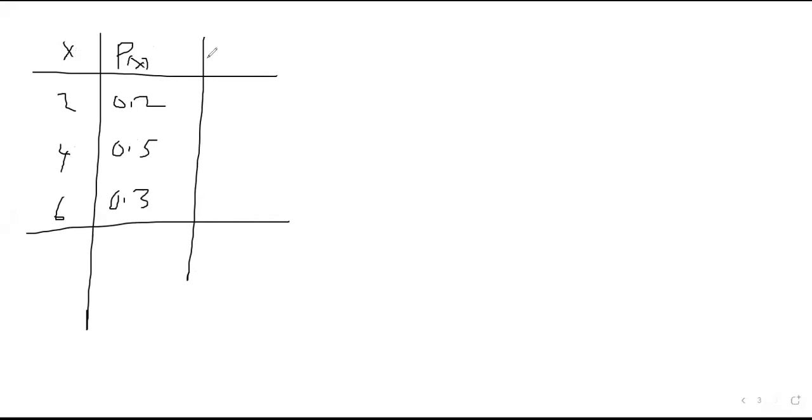Find the mean: just multiply these two, X times the probability of X. So 0.2 times 2 is 0.4. 4 times 0.5 is 2.0. 6 times 0.3 is 1.8. The total here is 4.2. That is what you find as the mean.